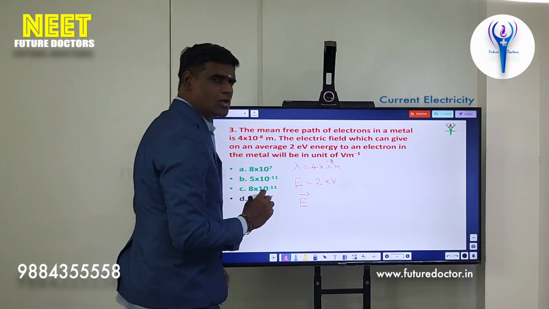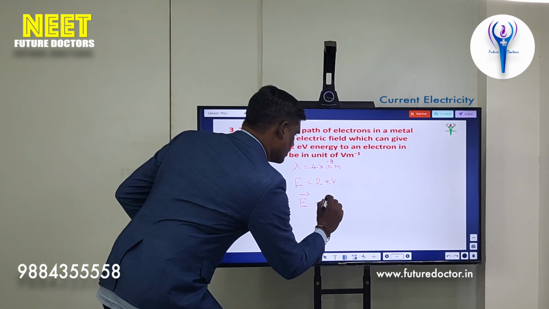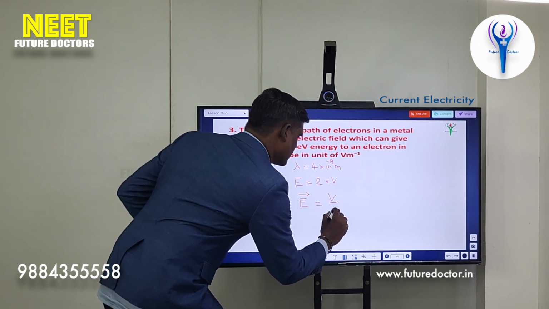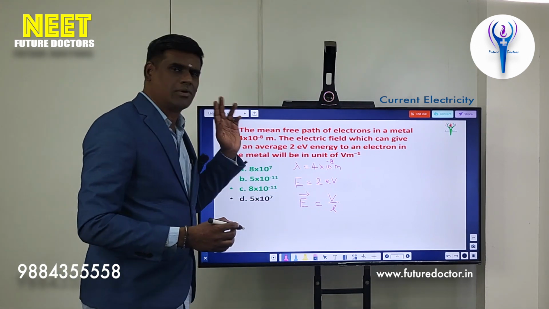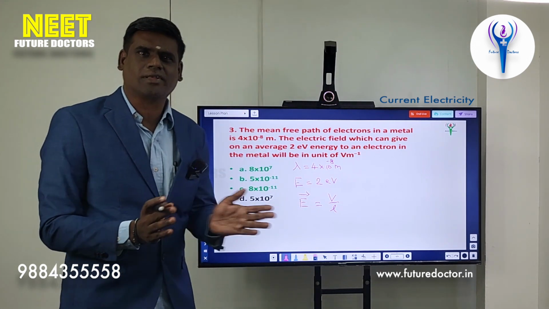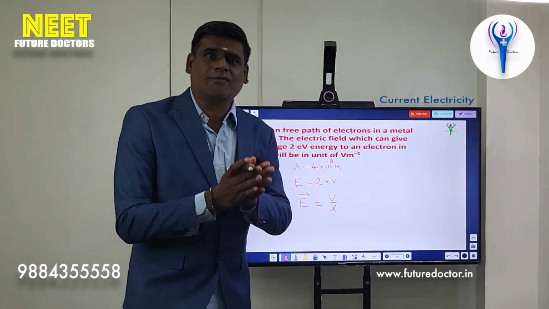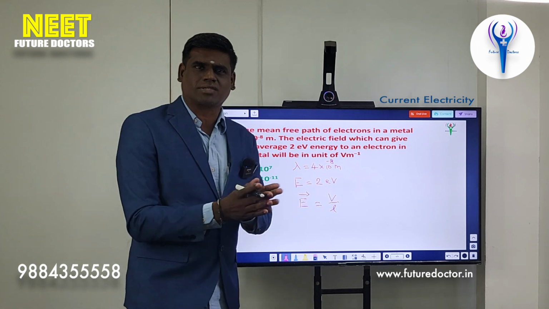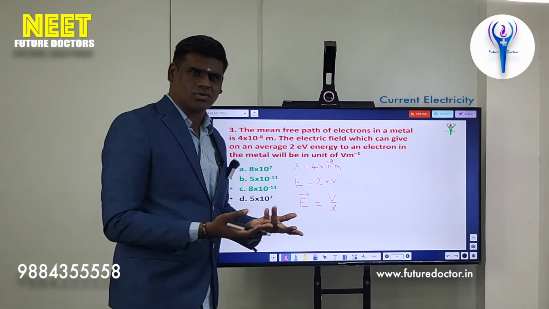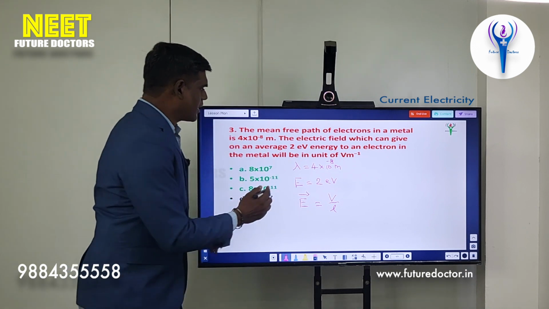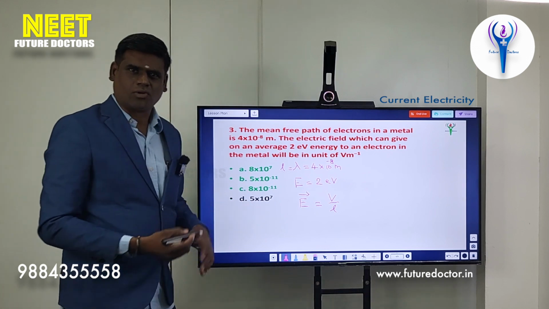Then E vector equal to, what's the formula? E vector is equal to V by L or V by d or V by lambda as per this. What is lambda? Lambda is the mean free path. What is mean free path? It is the average distance between two successive collisions of an electron. That is the mean free path. So it's a distance, so we can keep lambda as L.